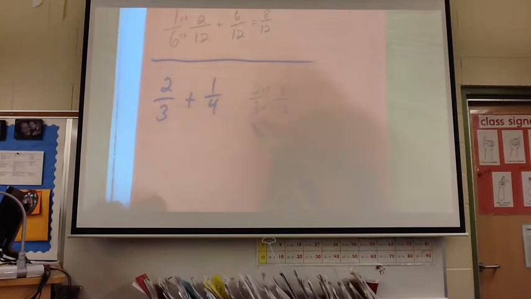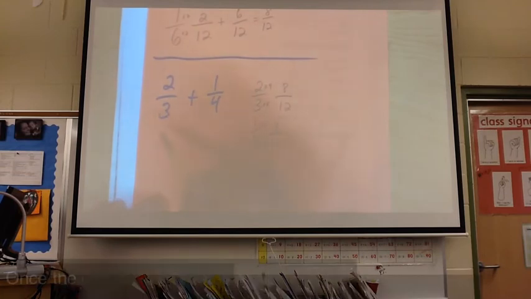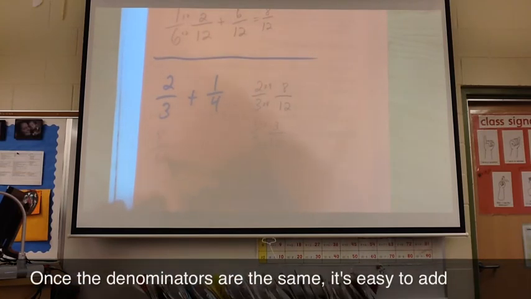I have to do the same thing with 1/4. This time, when I'm going to twelfths, I'm doing a different operation. Now I'm multiplying times 3. Now if I do it to the bottom, I have to do it to the top. So 1 times 3 is 3. Okay, so 1/4 is equivalent to 3/12. Now I can rewrite my problem as 8/12 plus 3/12, which is 11/12.